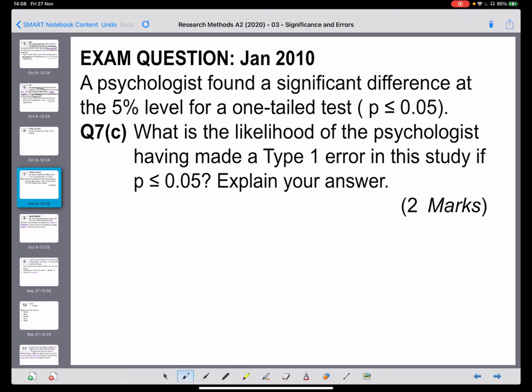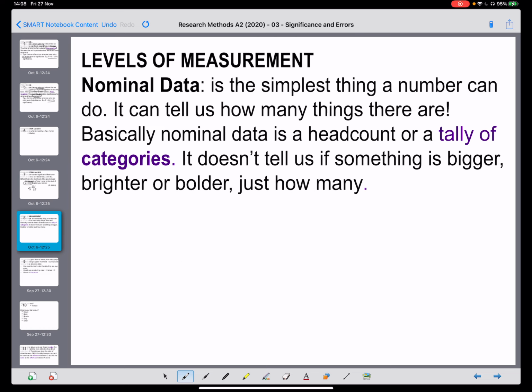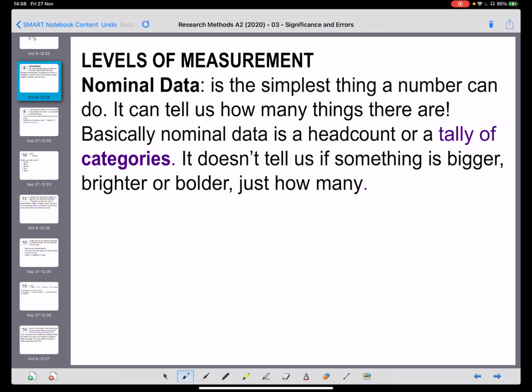This one was an interesting question because it says, what is the probability, what is the likelihood that you've made a type 1 error? And so, of course, if my probability is 5%, then my answer is 5%, because I'm basically saying I've got a 5% chance of things happening as they are.